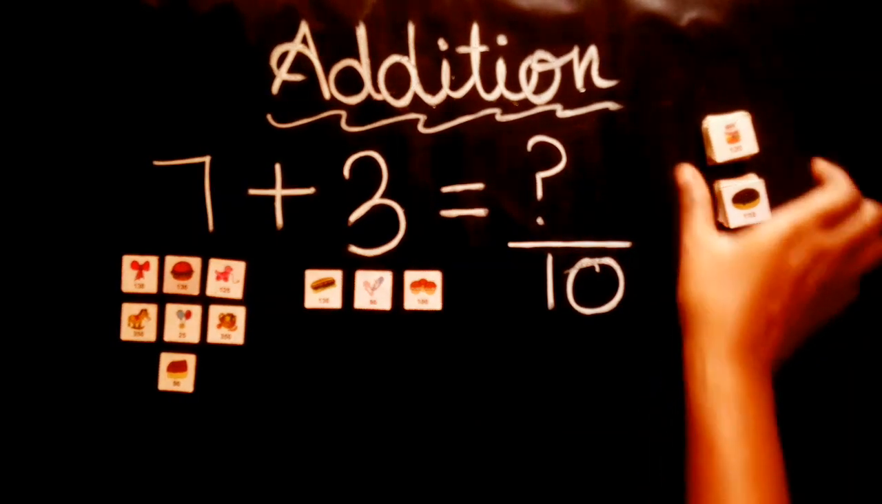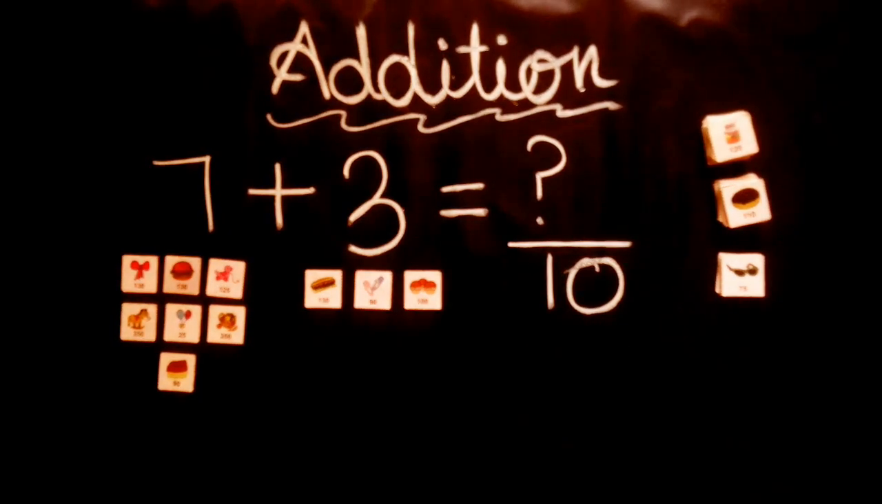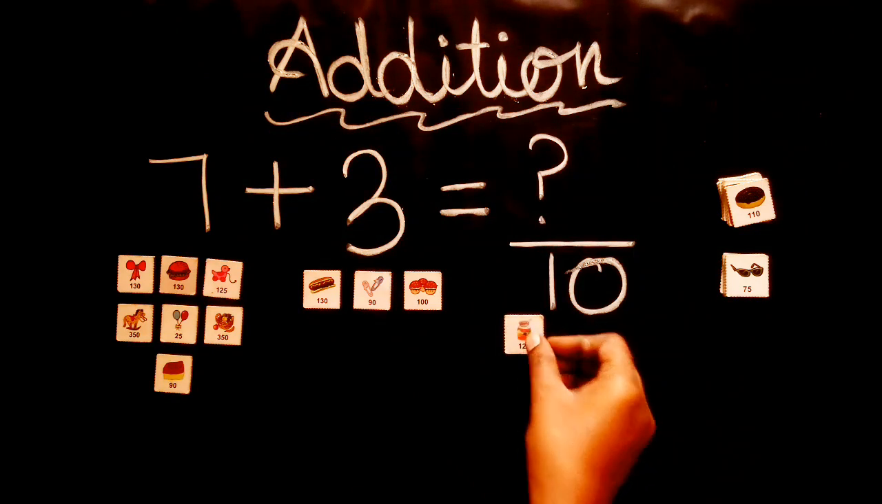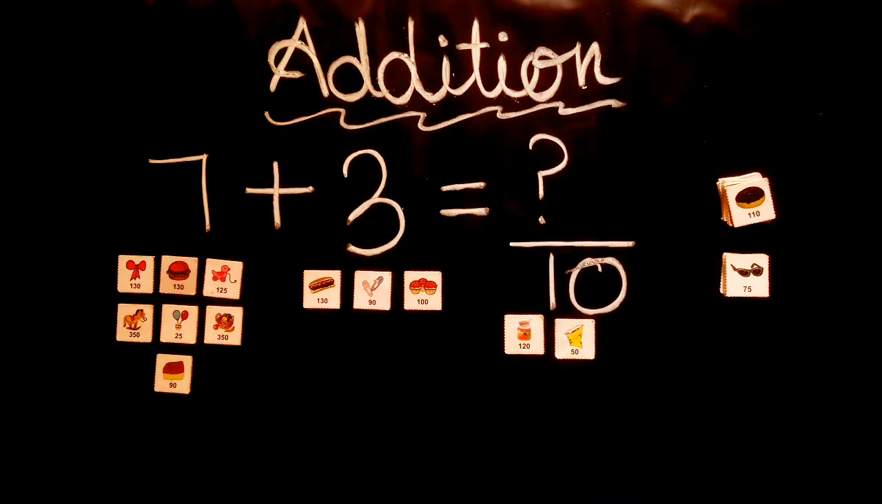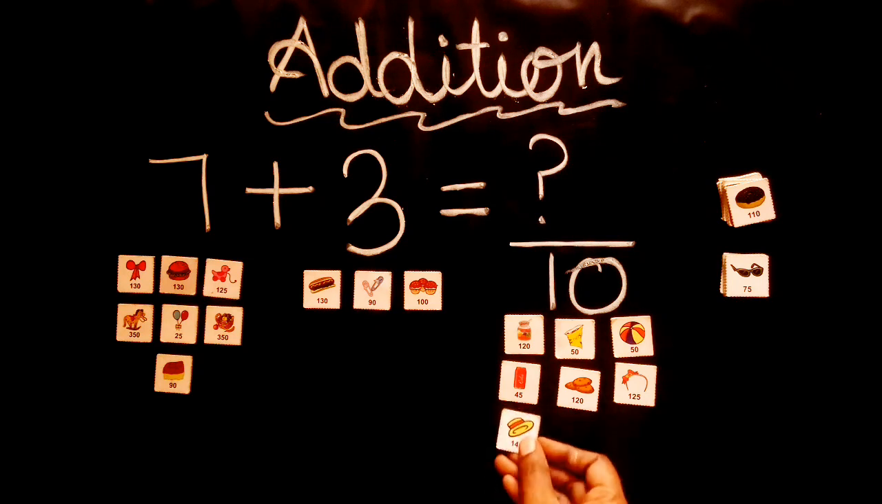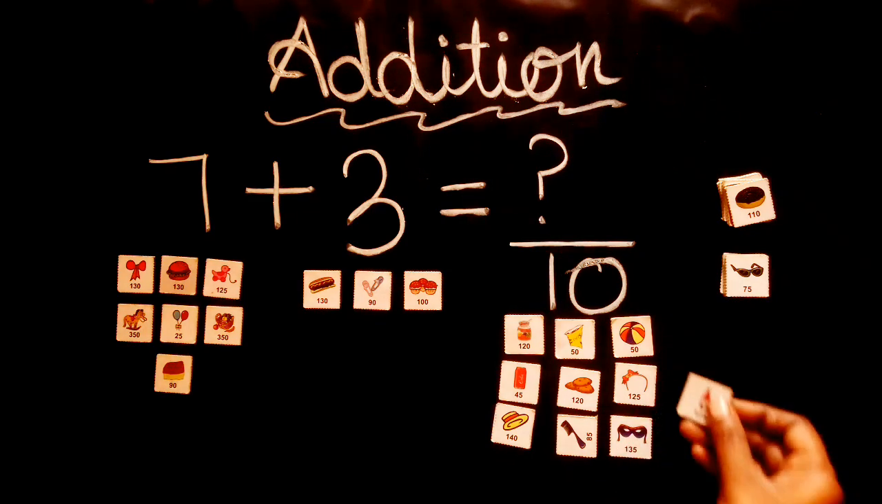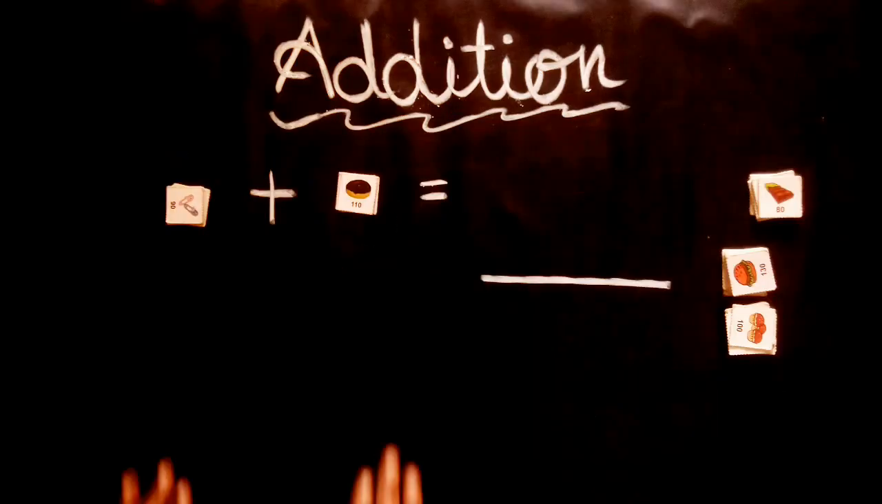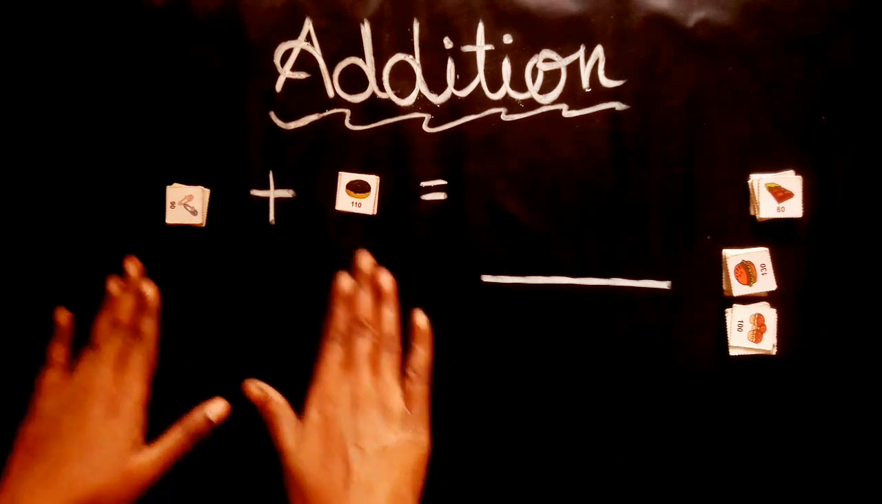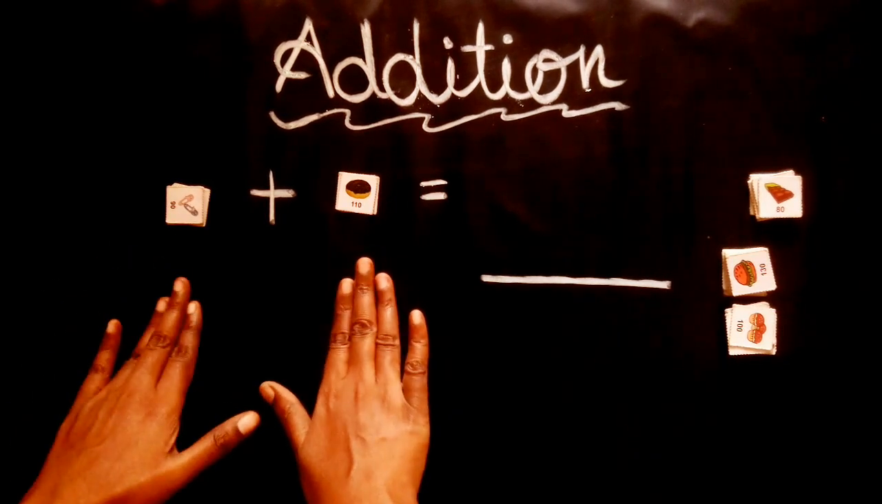Now let's keep 10 cards over here. 1, 2, 3, 4, 5, 6, 7, 8, 9, 10. Here I have placed the cards instead of numbers.